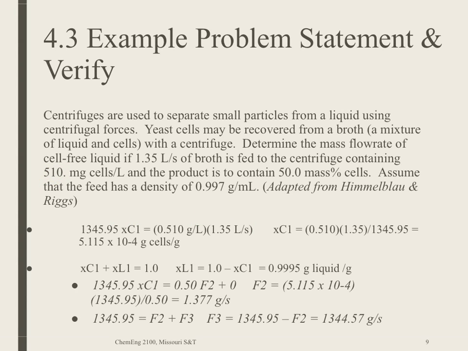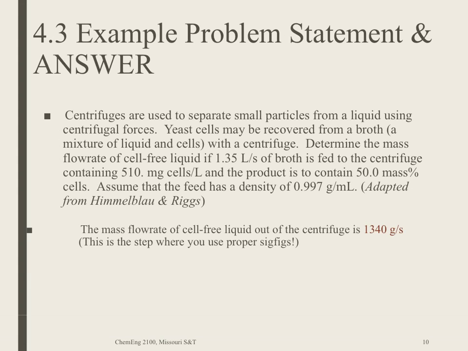So go through, play the numbers games. I find that F2 is going to be 1.377 grams per second, not very many cells in there, and F3, the cell-free broth, is 1,345 grams per second. Now, in each case, I've carried a ridiculous number of sig figs. Now I'm ready to come in and answer the question.